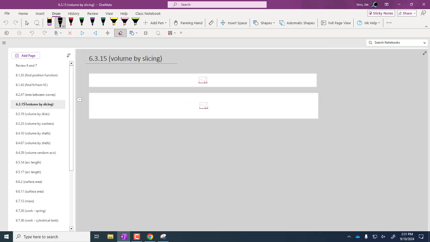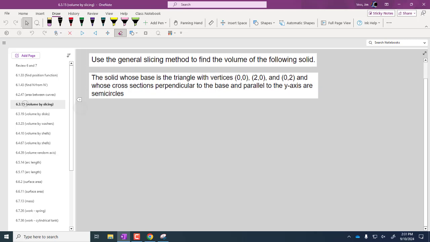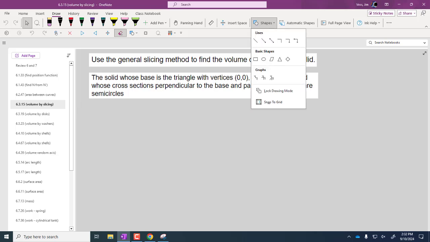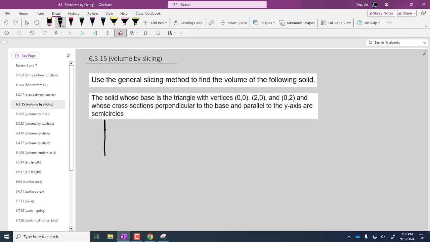So volume by slicing. This is a super important question here. There will be these on the test. So general slicing to find the volume of the solid whose base is a triangle with those given vertices. So let's go ahead and draw something in quadrant 1. So vertices are 0, 0, 2, 0, and 0, 2.